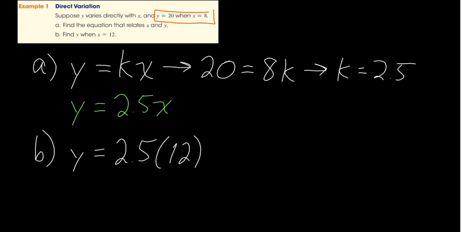Okay, and then 2.5 times 12 is going to be equal to 30. Okay, so y is equal to 30, and that's it.